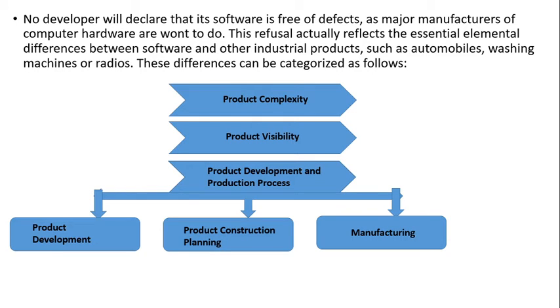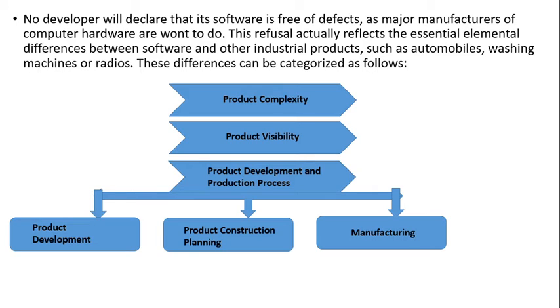And the third one is manufacturing. The manufacturing of software is limited to copying the product and printing the copies of the software's manuals. Consequently, expectations for detecting defects are quite limited during this phase.